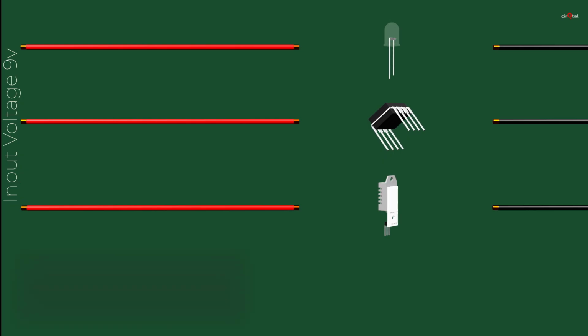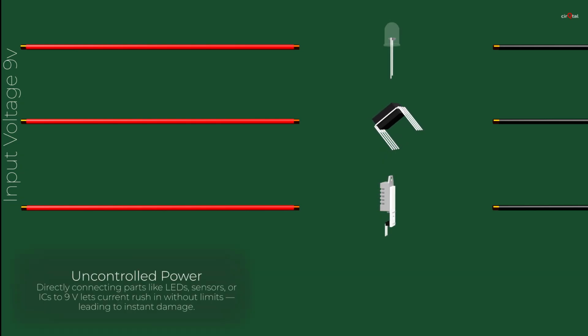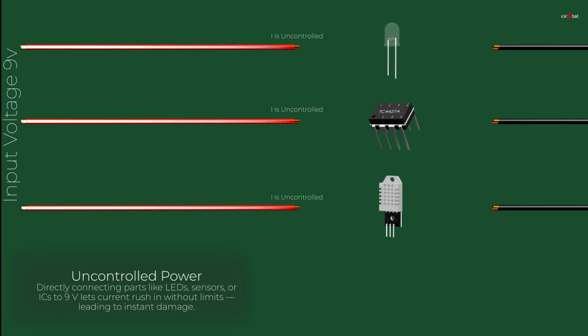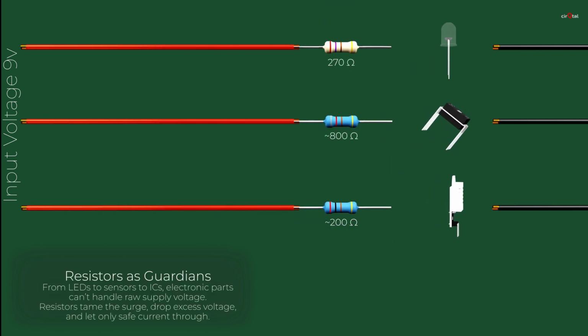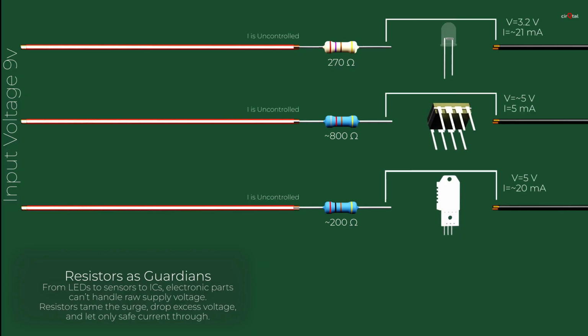Now, why do we need a resistor? If electricity could rush uncontrolled, delicate parts like LEDs, sensors or microchips would burn out instantly. When we add a resistor in a circuit, it acts like a gentle brake. It slows the flow of current to a safe level. This protects the parts.